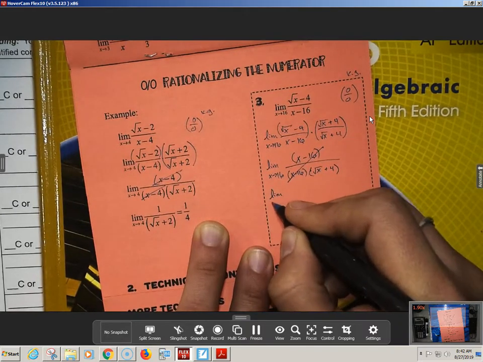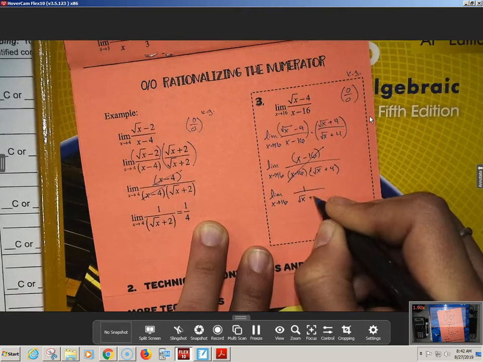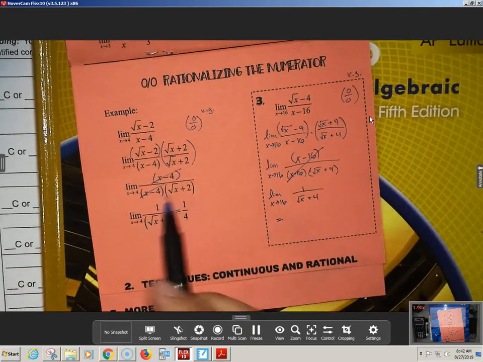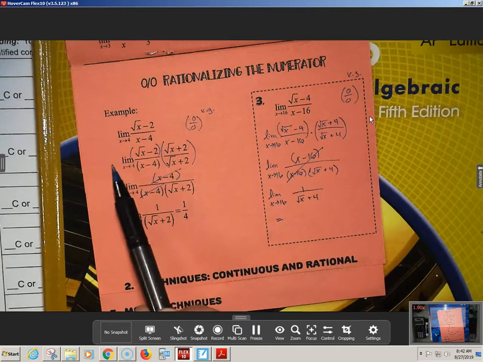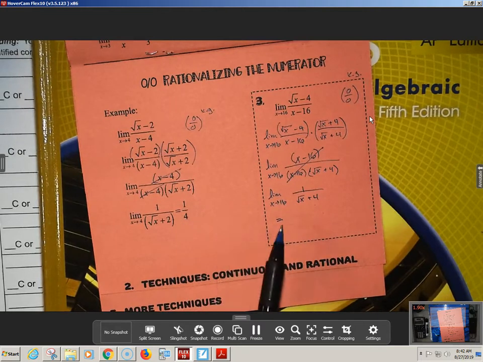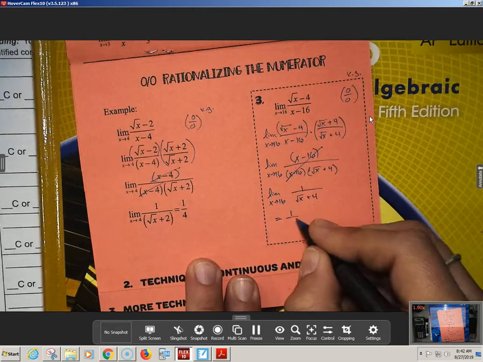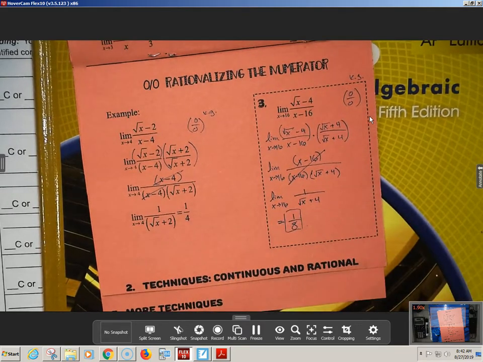So you could rewrite it, if you really want to be cool and copy the example, as 1 over root x plus 4. But at the end of the day, we're able to say equals. Do you see how there's not really an equals before that? They're just rewriting. Now you could put equals, it's not totally wrong, but here is where we're actually solving. Equals. What do I get?